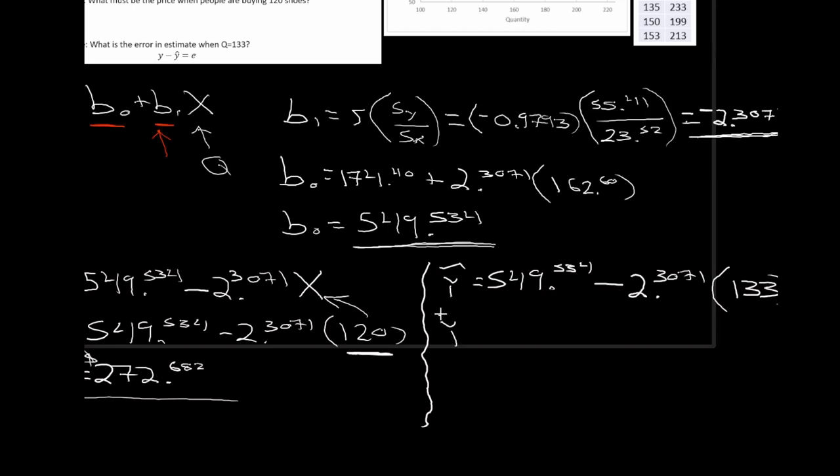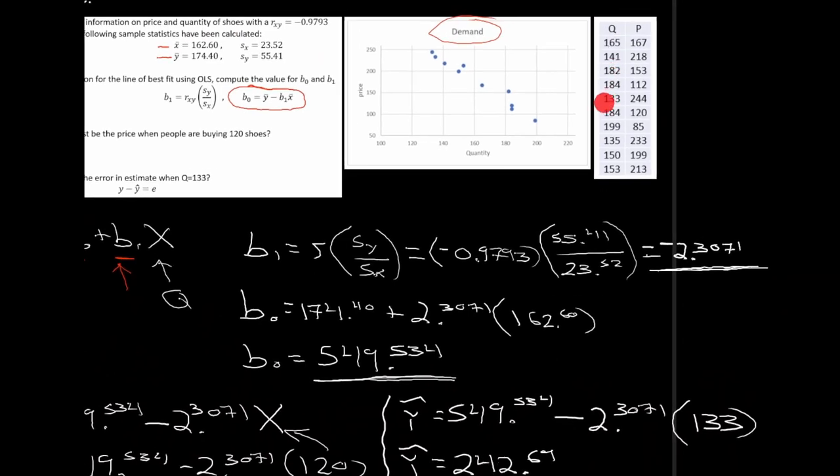Okay, we go through, we work that out. What do we get? We get a value of y hat of $242.69. Okay, what was our actual value of y? Let's just scroll up and take a look there.